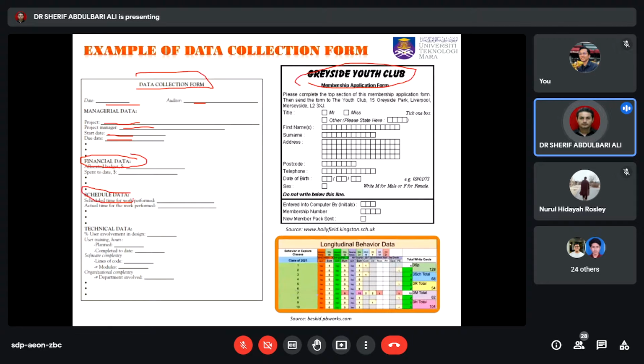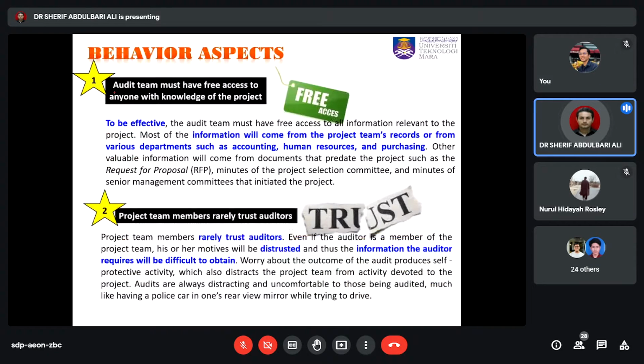You also have financial schedule data and technical data. So what's the advantage, disadvantage, or what are you going to see from the behavior aspects of the audits? Because most people don't like auditors. The audit team must have free access to anyone with knowledge of the project. When you are working with the audit team, all the information is going to be available to you, and you can ask anybody to answer your questions.